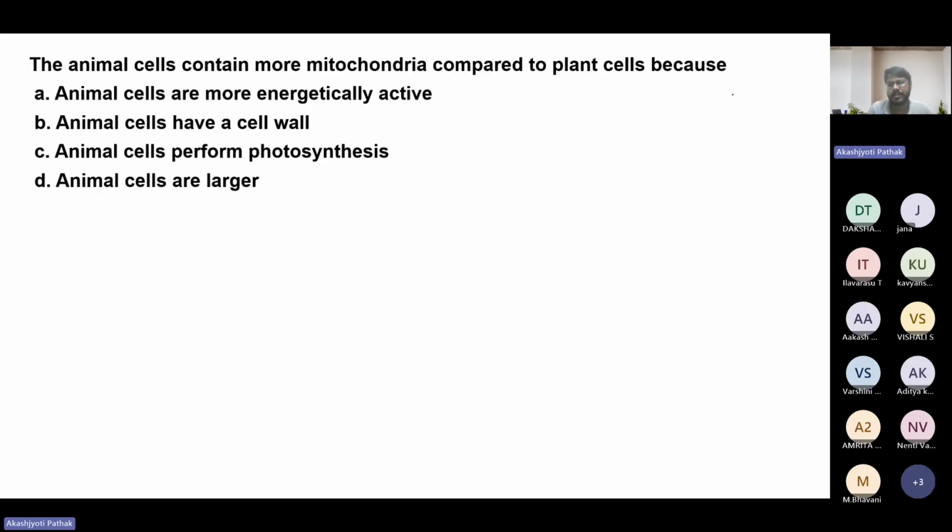Now, this is actually a very easy, logical question: why do animal cells contain more mitochondria compared to plant cells? All of you know this. The options are: animal cells are more energetically active; animal cells have a cell wall; animal cells perform photosynthesis; animal cells are larger. So option A. Obviously, why would a cell need more mitochondria? If a cell requires more energy, then it will have more mitochondria, like muscle cells have more mitochondria. Similarly, animal cells have more mitochondria because they are energetically active. Okay.